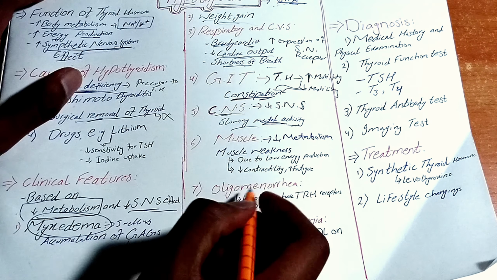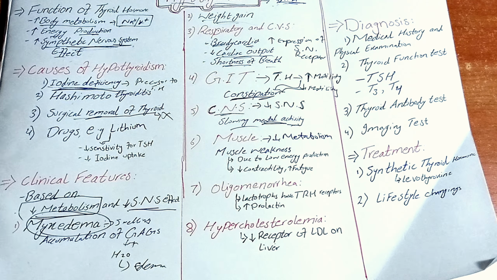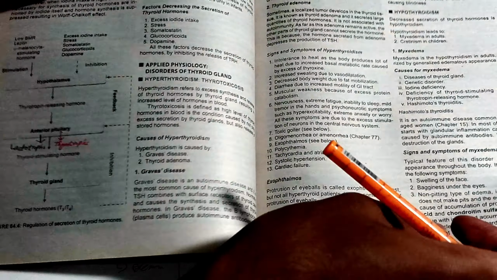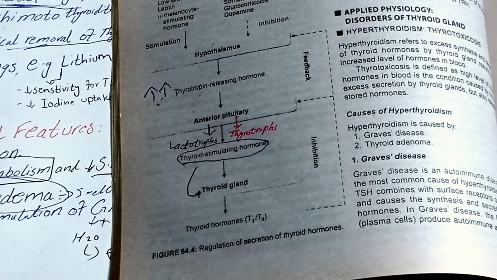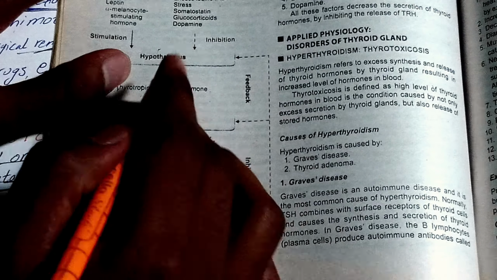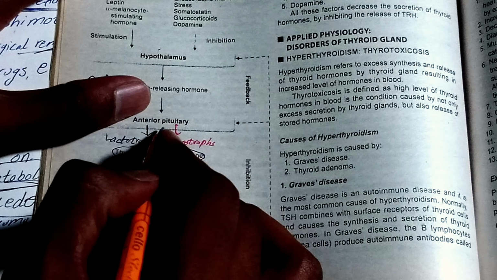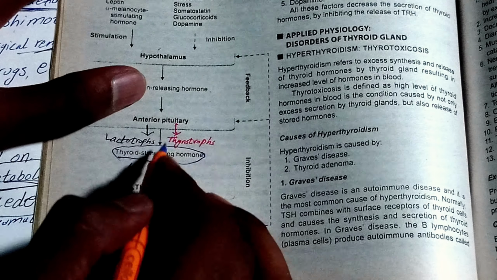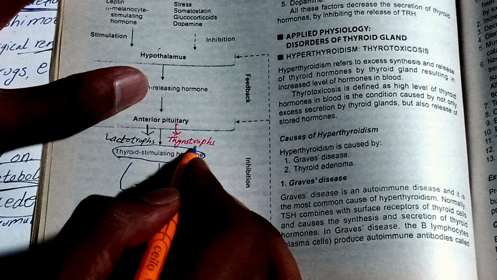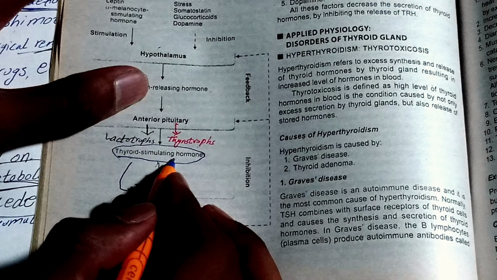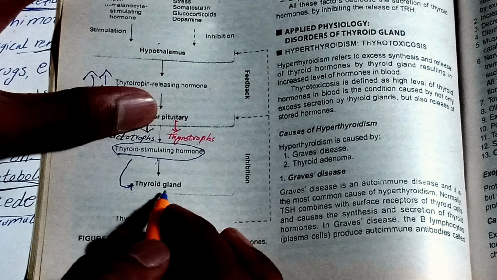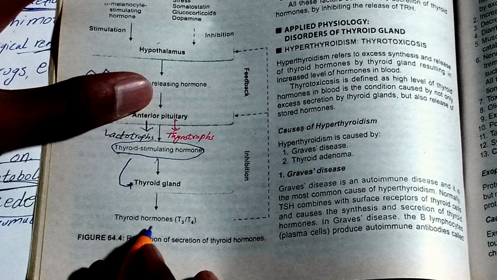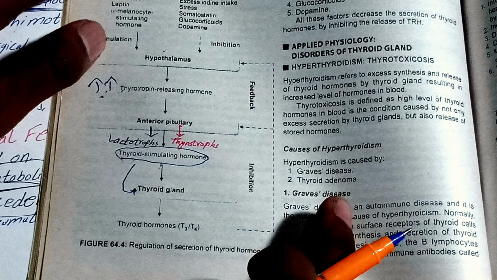Next symptom is oligomenorrhea. Oligomenorrhea is infrequent menstrual periods, and this occurs by what I discussed here. Look here. Here is the hypothalamus. It releases thyrotropin releasing hormone, which goes into the anterior pituitary and stimulates specific cells, which we call thyrotrophs, to release thyroid stimulating hormone into circulation. This thyroid stimulating hormone will go into the thyroid gland, where it will produce thyroid hormone. This is the normal process of thyroid hormone production.